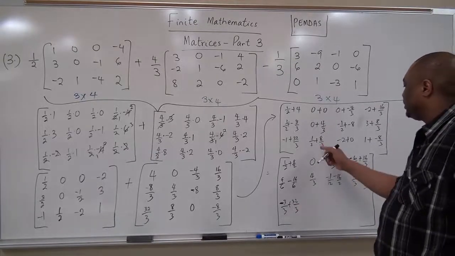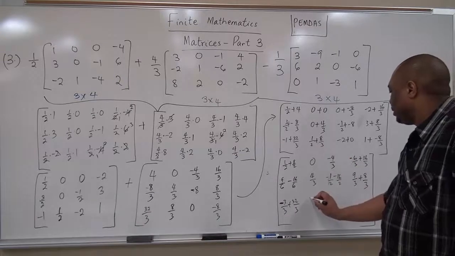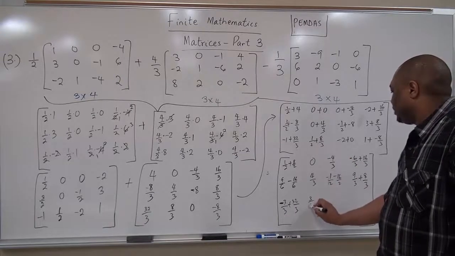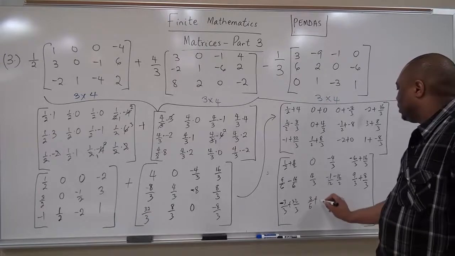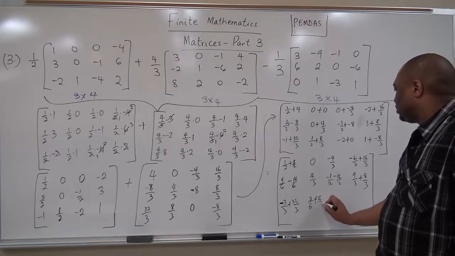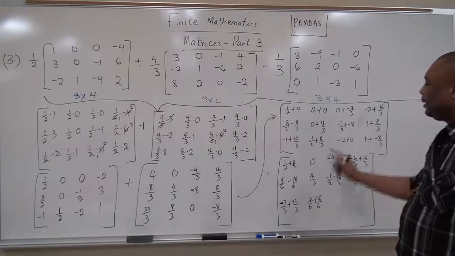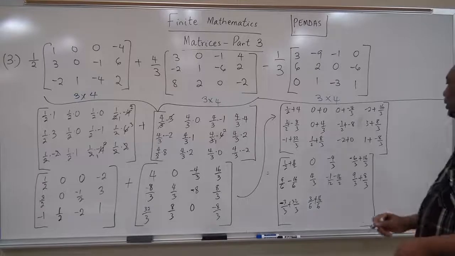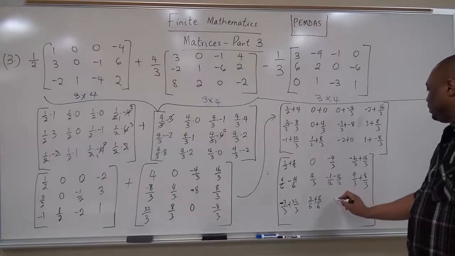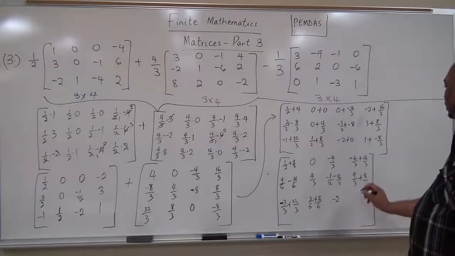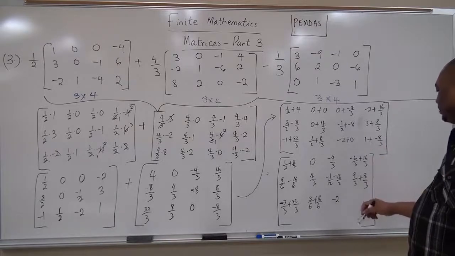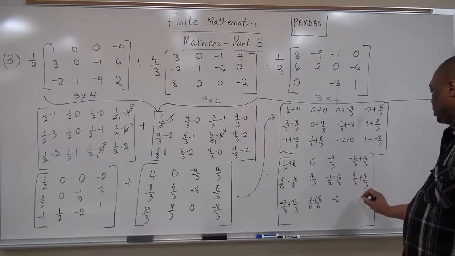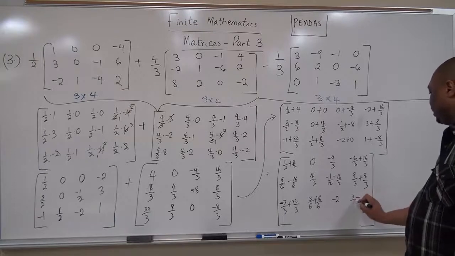1 over 2, this is 3 times 1 is 3, 3 times 2 is 6, plus 2 times 8 is 16, 2 times 3 is 6. Expressing the equivalent fraction. Then minus 2 plus 0 is minus 2. And then this will be 3, plus minus is minus. And this will be 3 over 3 minus 8 over 3.